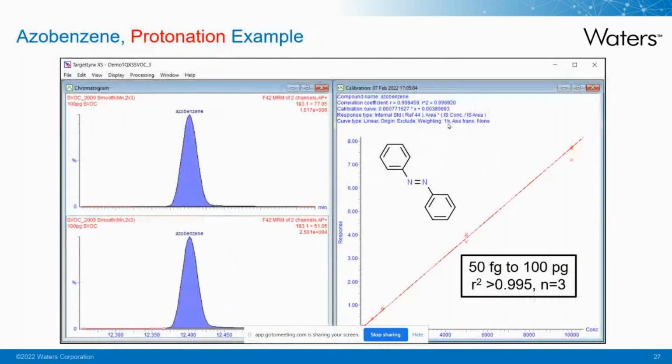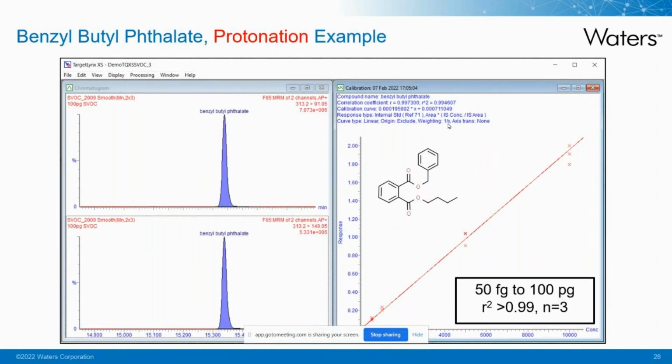So now we look at some of the protonation compounds, and azobenzene was the highest responding protonator in the list of compounds for this analysis. And we see very similar performance across the 50 to 100 picogram range of mass on column. So concentration in vial would be 100 times higher. And again, on the left, you can see the response for a 1 picogram mass on column loading of this particular analyte along with its confirmatory ion.